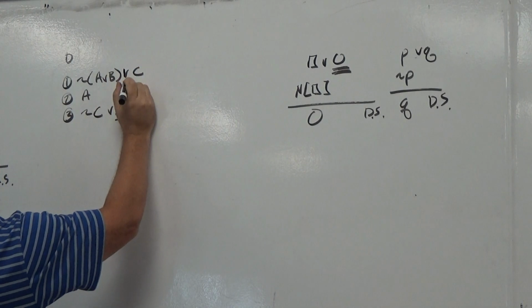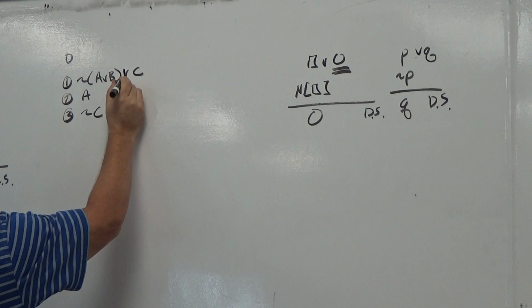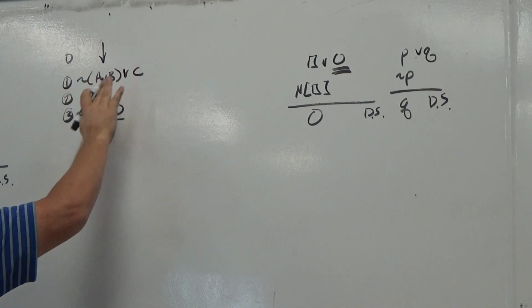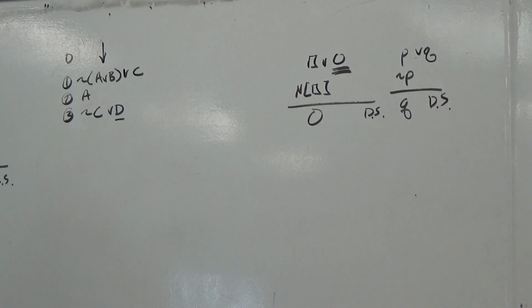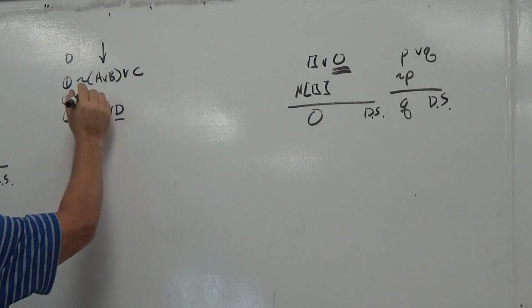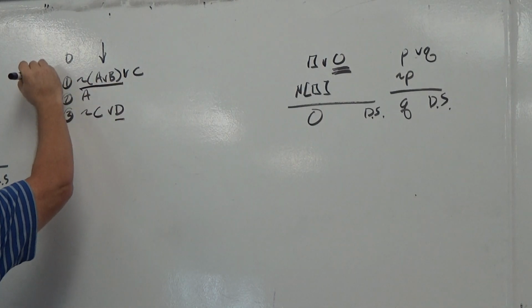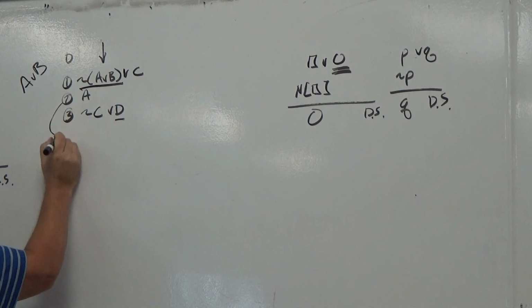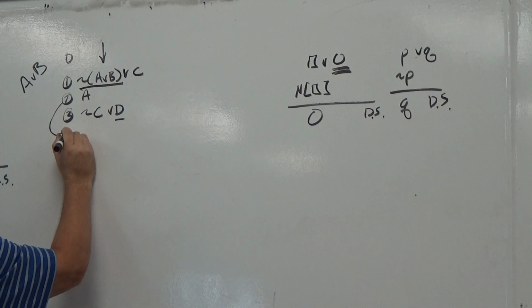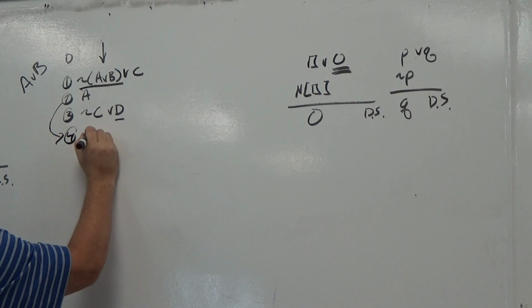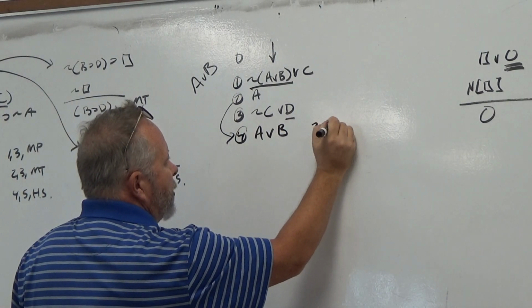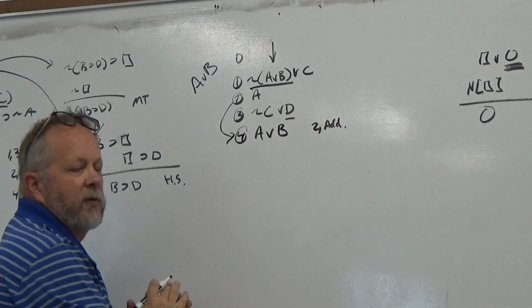Well, there's a C up here in line 1. It's in a disjunction, which means I need the opposite of this first disjunct, okay? And the opposite of this would be A or B. I don't have that, but I can make it from line 2, okay? I can say A or B from 2 by addition, okay?